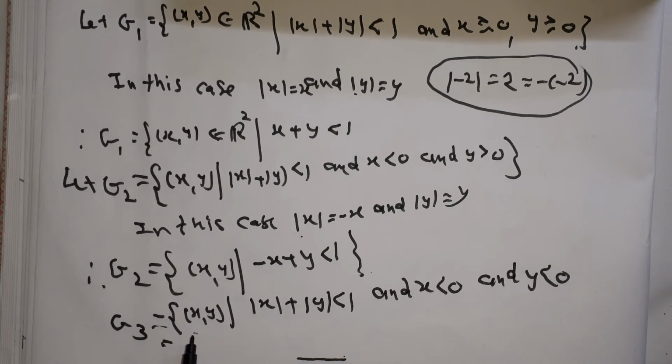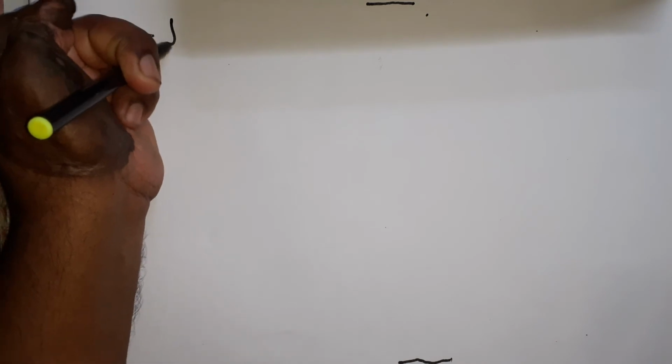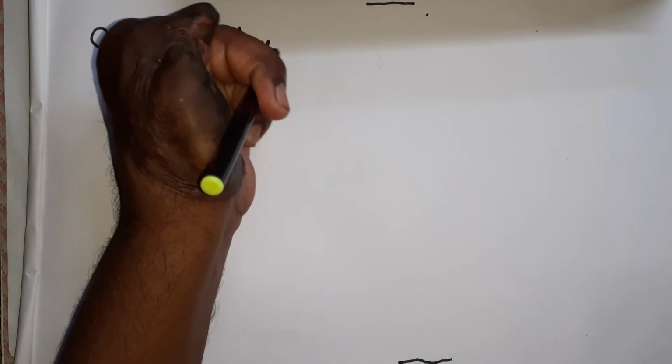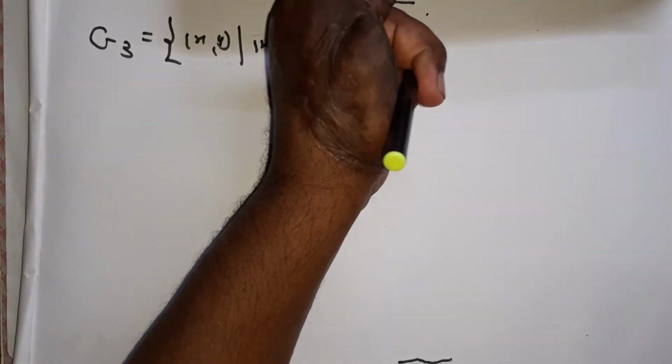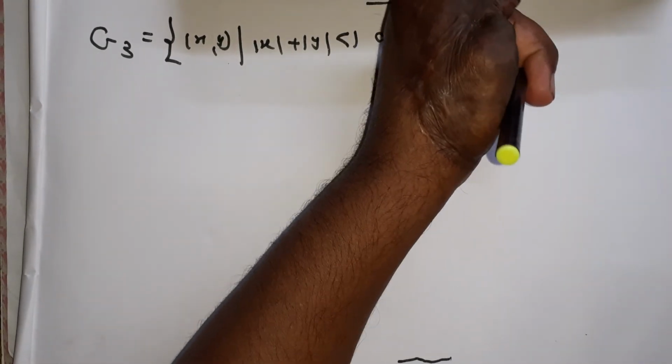Now G3 is the set of x comma y such that mod of x plus mod of y is less than 1 and x is less than 0 and y is less than 0.